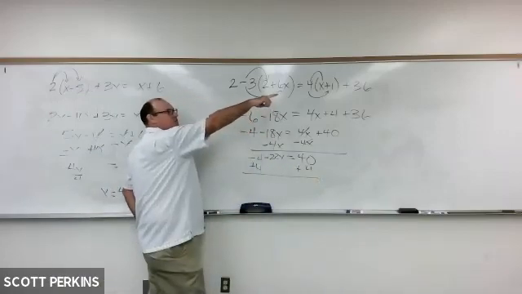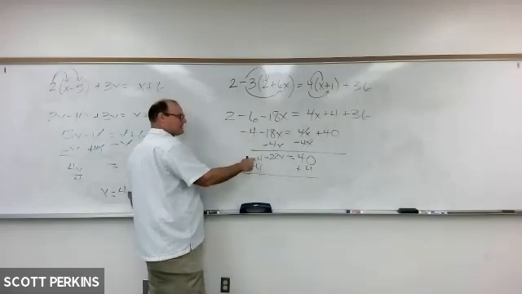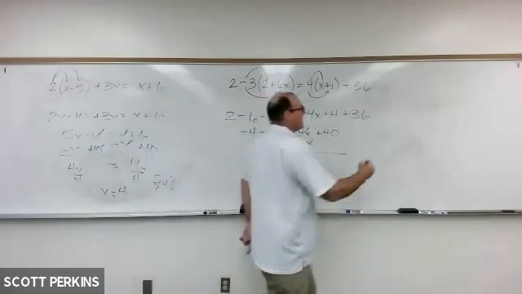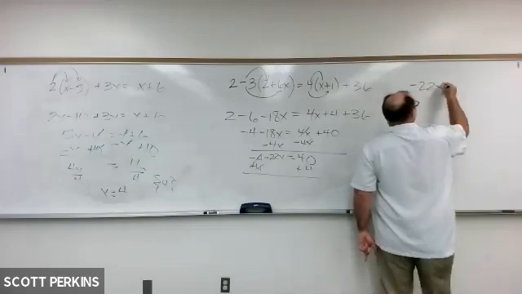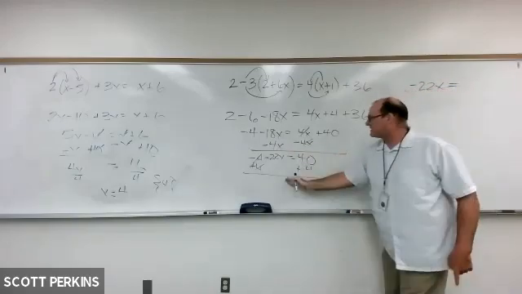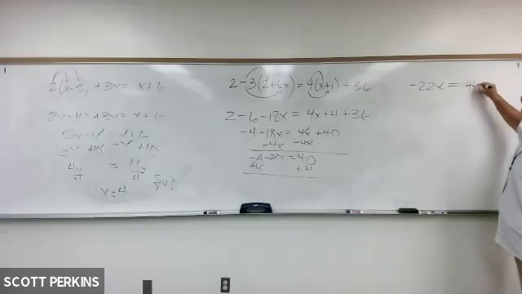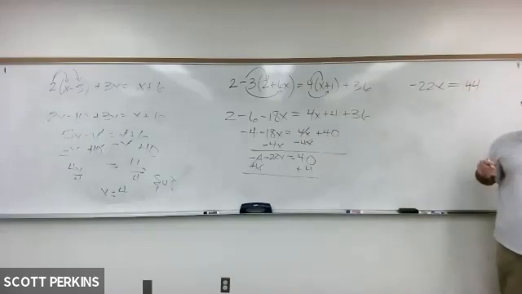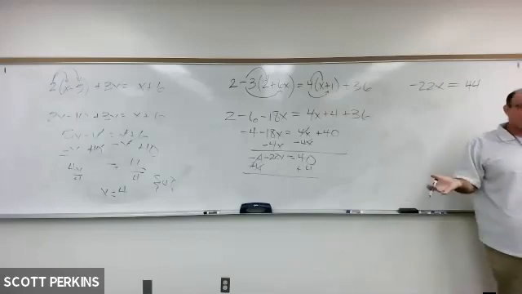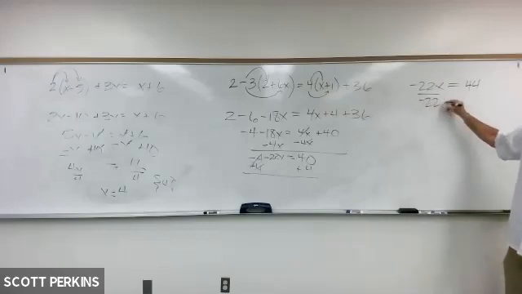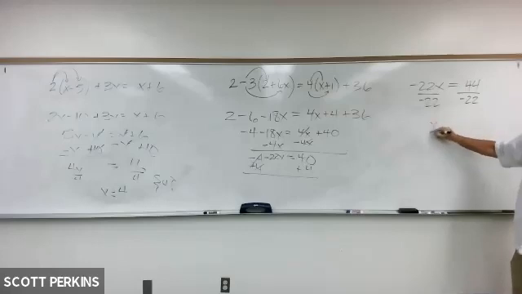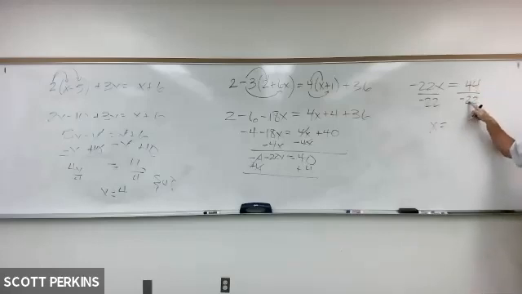I'm going to write my result on the top of the next side. So the negative 4 plus the 4 cancels. So on the left, I have negative 22x. My equal sign stays in the middle. And on the right, I have 40 plus 4 is 44. And last but not least, what the answer we should all be looking at is 44 divided by negative 22 is negative 2.